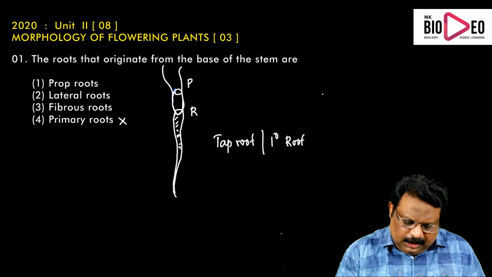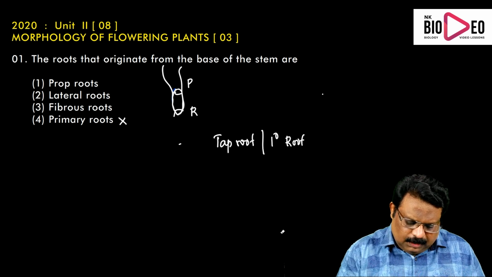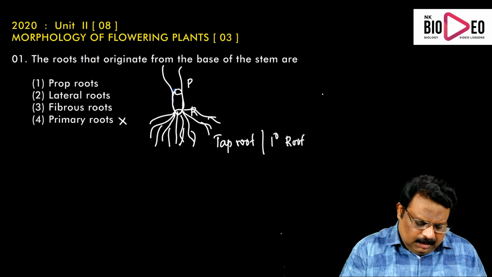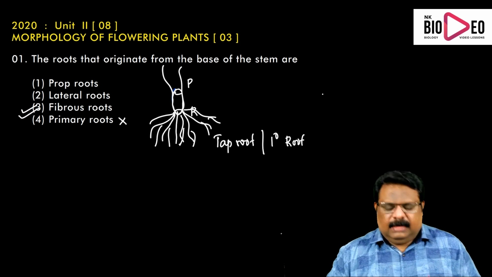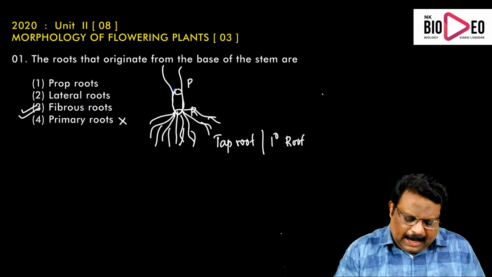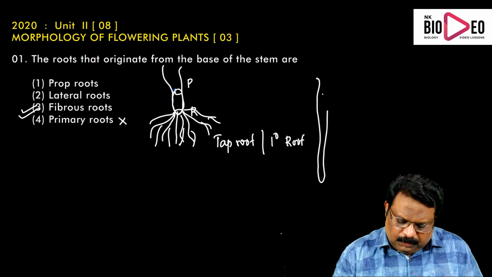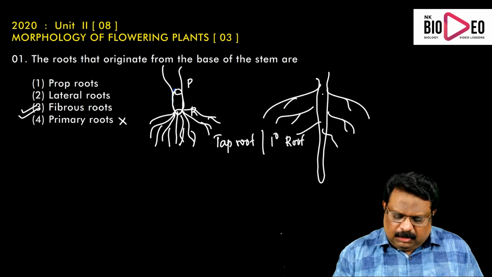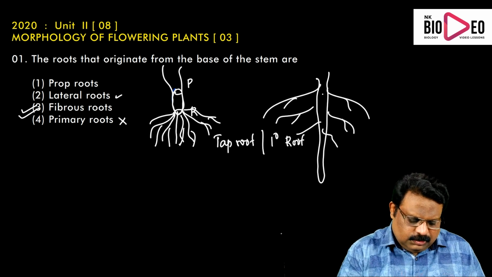Suppose in the case of monocot plants, the radicle or the primary root is short-living. So from the base of the stem, large numbers of roots are developing. The large numbers of roots developing in the monocot plants from the base of the stem are called fibrous roots. So what are lateral roots? When this is a tap root, you can see some branches developing from the tap root for anchorage, fixing the plant in the soil, and these are called lateral roots.